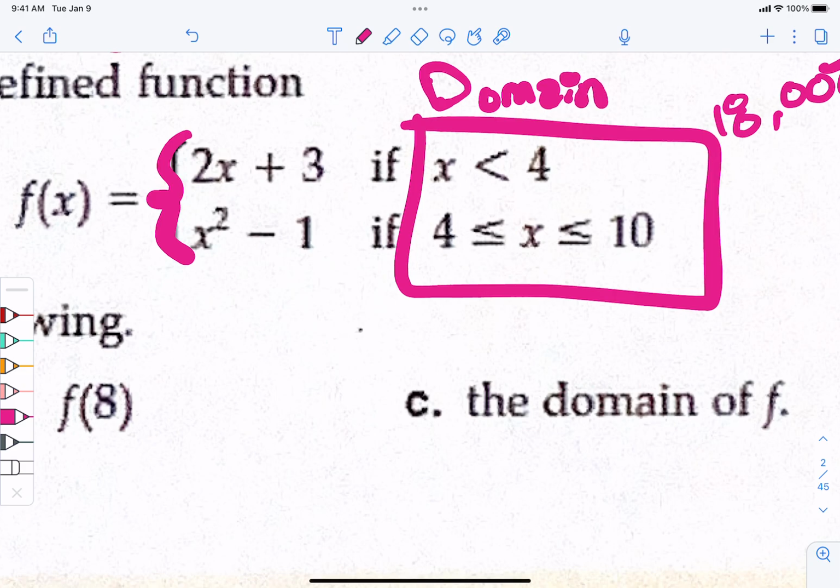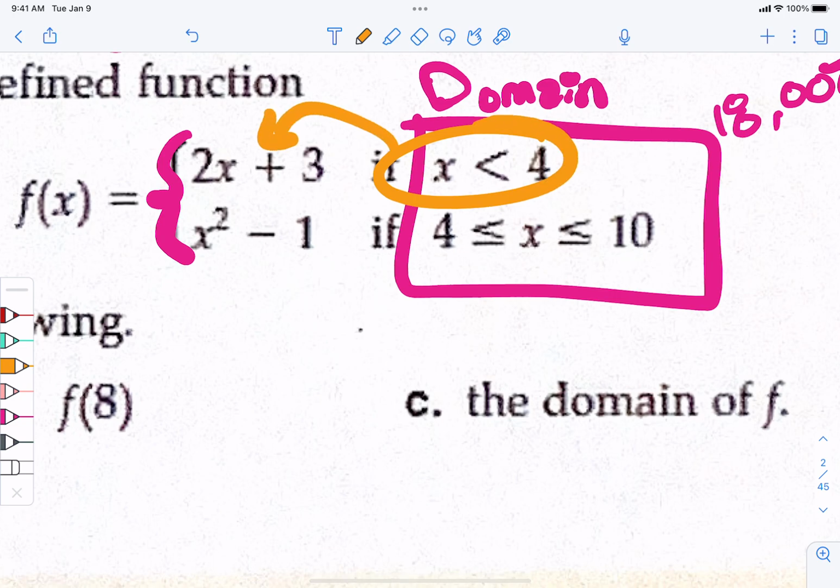This is the domain. If what I'm trying to plug in is a number that is less than 4, I'm going to plug it in here. If that number is between 4 and 10, I'm going to plug it in here. What happens if that number is bigger than 10? It doesn't fall into any category, so what do I do? None. It has no answer. You cannot plug in numbers that are bigger than 10. That has to do with the domain. That's our restriction, right?